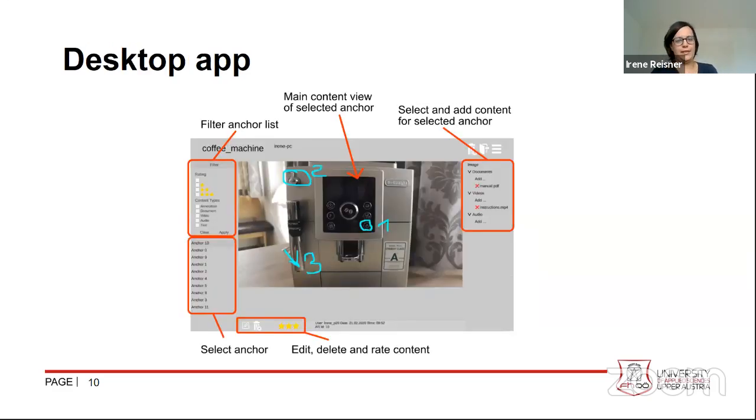And here is a screenshot of the desktop app. In contrast to the mobile app, here the background image is really just an image and not a live video view. And you can see it's possible to create annotations on top of the screenshot. And on the left side, it's possible to select anchors and also to filter the anchor list based on some content. And on the right side, it's possible to select and add content for the selected anchor.